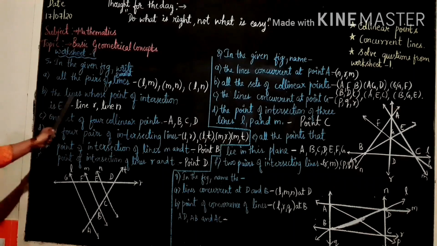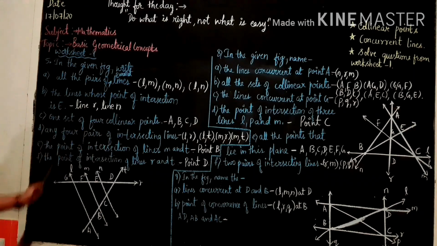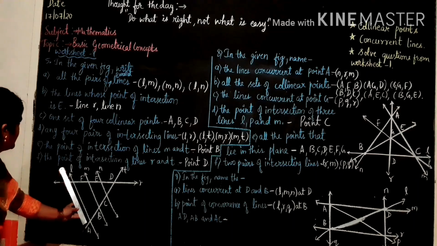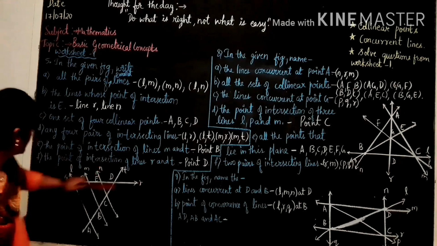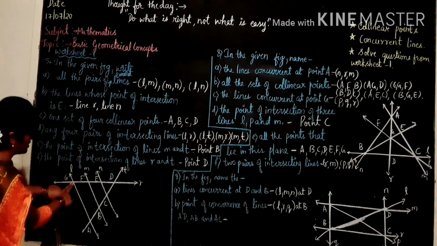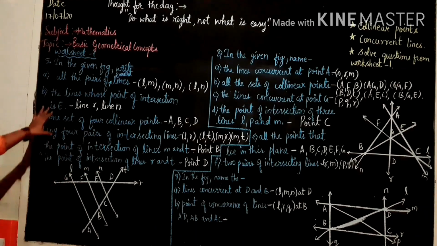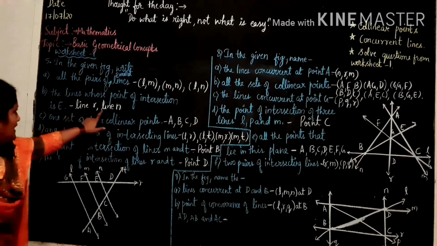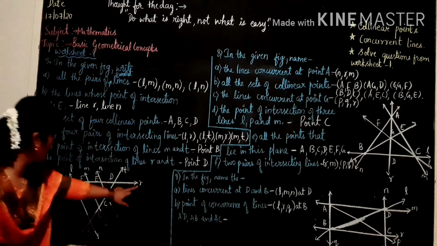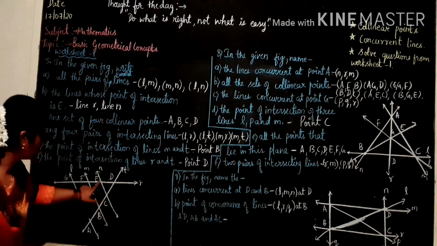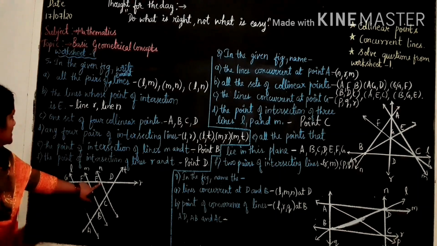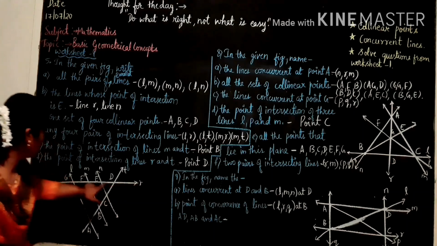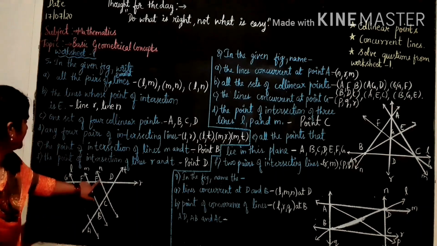Question number B. The lines whose point of intersection is E. Line L and line R are meeting at a point G. You can take one more line pair here, line R and line N. Line R and line N are meeting at one point, that is E. So the point of intersection should be E here. So line N and line R meet at the point E.